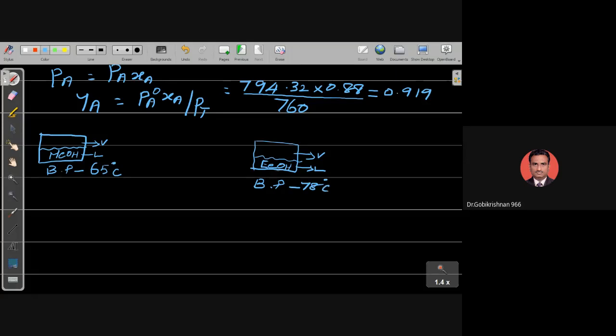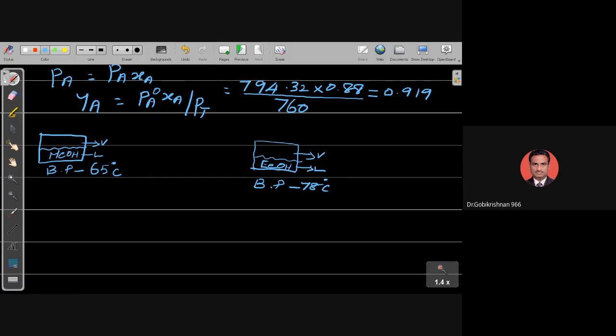How did I find the boiling point? In the vapor pressure temperature relation, I have to substitute 760, which is the total pressure of the system. The definition of the boiling point is when the vapor pressure is equal to the atmospheric pressure. Here the external pressure is 1 atmosphere, which is equal to 760 mm of mercury. Therefore, substitute 760 in that equation and find the boiling temperature of pure ethanol and pure methanol.